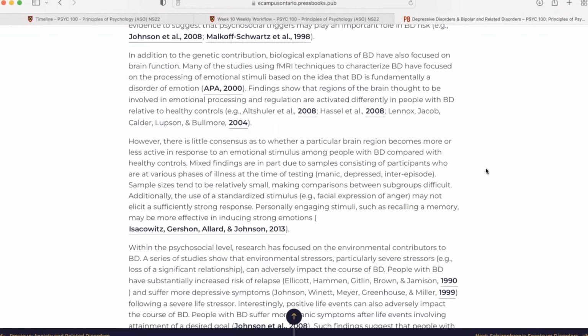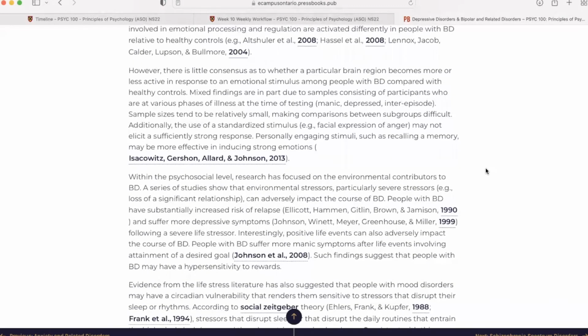Findings show that regions of the brain thought to be involved in emotional processing and regulation are activated differently in people with BD relative to healthy controls. However, there is little consensus as to whether a particular brain region becomes more or less active in response to an emotional stimulus among people with BD compared with healthy controls.